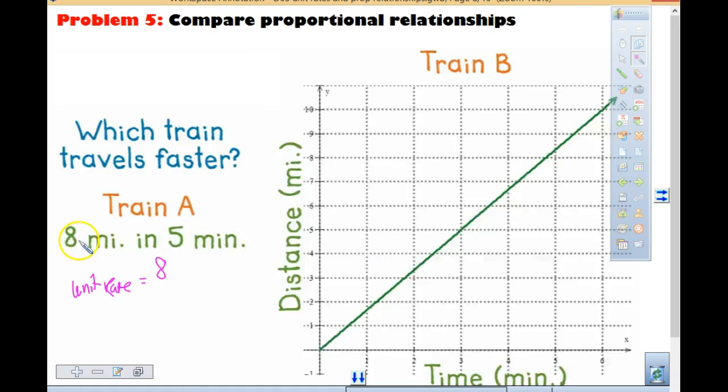Okay, A. So this is my dependent, right? This is my Y. This is my X, right? 8 miles in 5 minutes means I want to find 8 miles and divide it by 5 minutes. Take that calculator out. What'd you end up with? Yep, got it. 1.6. So we're going to write that the unit rate for train A is 1.6 miles per minute. Room there, I'm going to write it down. 1.6 miles per minute. We got to find train B.